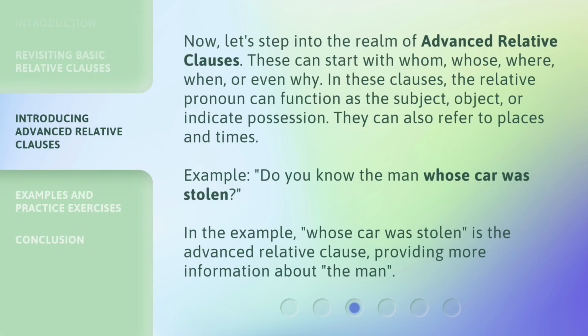Now, let's step into the realm of advanced relative clauses. These can start with whom, whose, where, when, or even why. In these clauses, the relative pronoun can function as the subject, object, or indicate possession. They can also refer to places and times. Example: do you know the man whose car was stolen? In the example, "whose car was stolen" is the advanced relative clause, providing more information about the man.